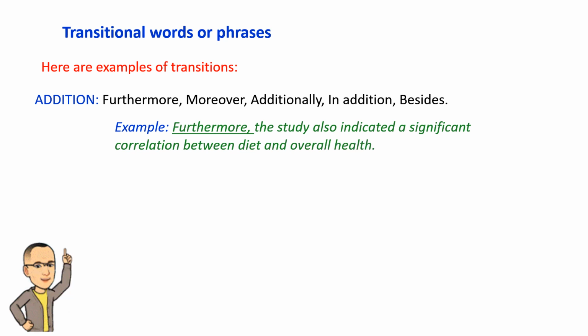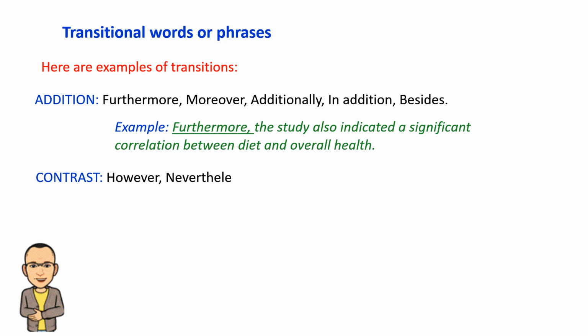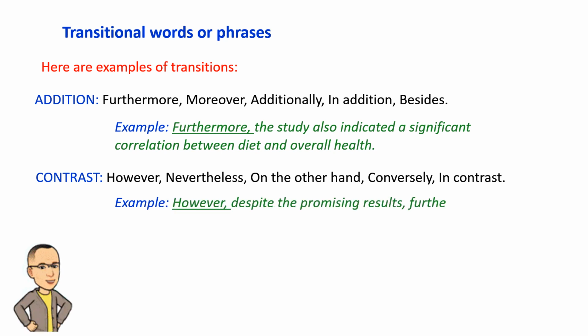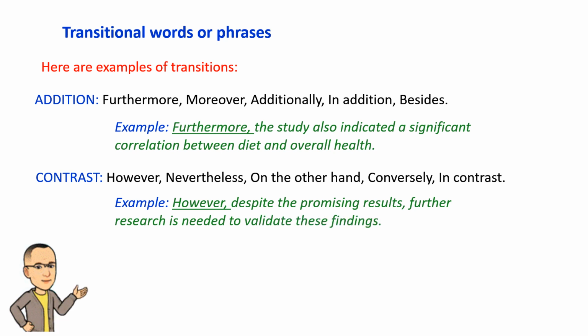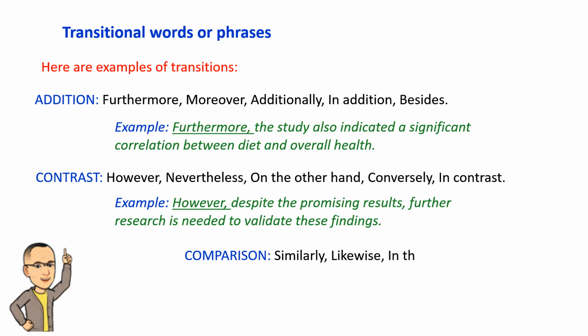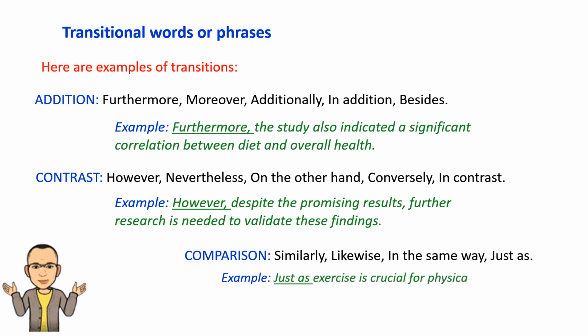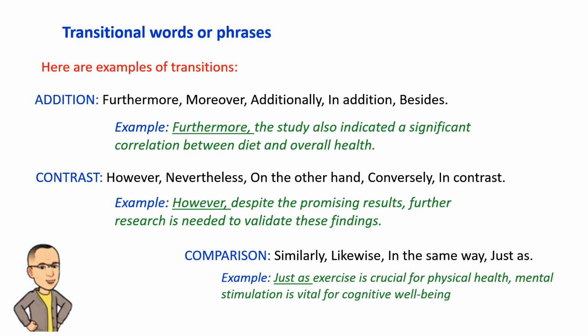Transitional words and phrases for contrast: however, nevertheless, on the other hand, conversely, in contrast. Example: However, despite the promising results, further research is needed to validate these findings. Transitional words and phrases for comparison: similarly, likewise, in the same way, just as. Example: Just as exercise is crucial for physical health, mental stimulation is vital for cognitive well-being.